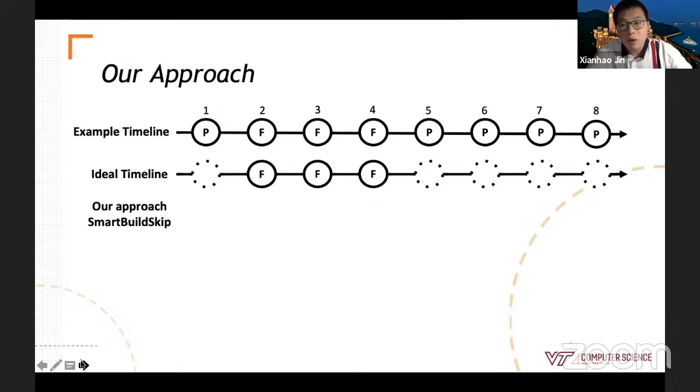To achieve this goal, we propose our new approach called Smart Buildscape. Smart Buildscape follows a two-phase process. When a new build comes, Smart Buildscape first checks its last build status. If it is a failure, the build will be executed as normal. Otherwise, a predictor will be triggered and the build will be skipped if the prediction result is a pass.